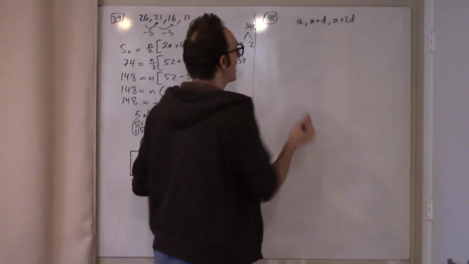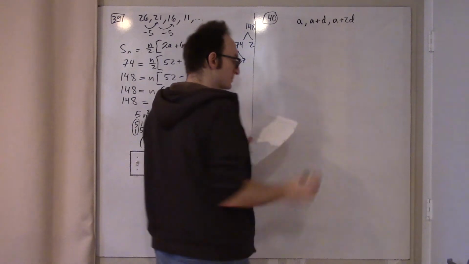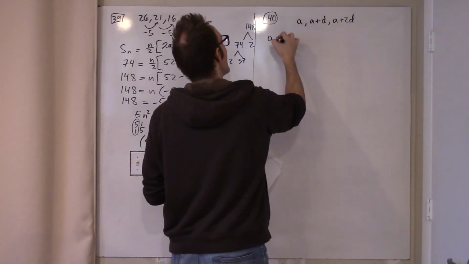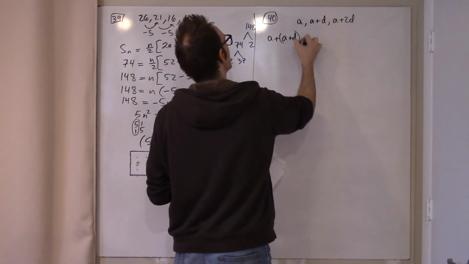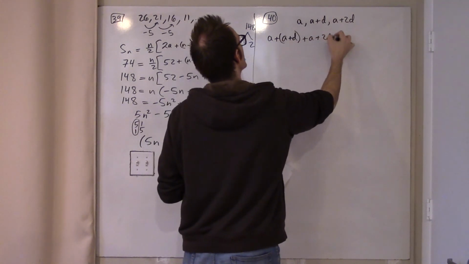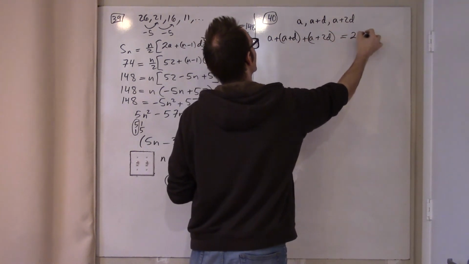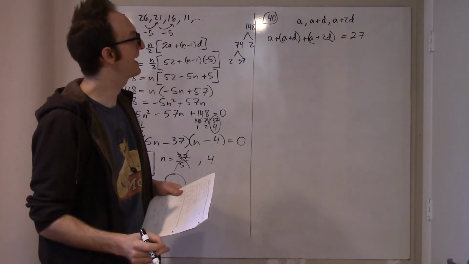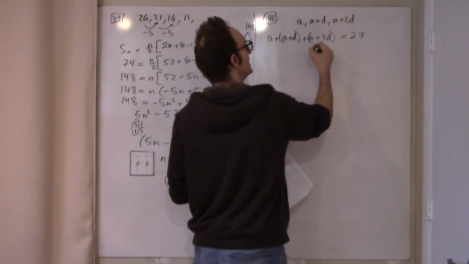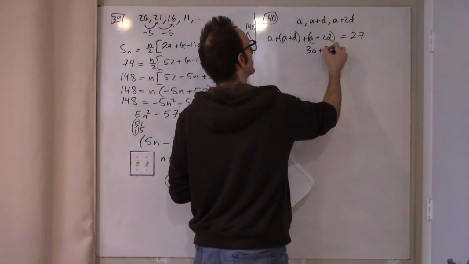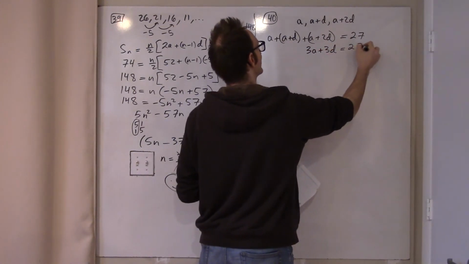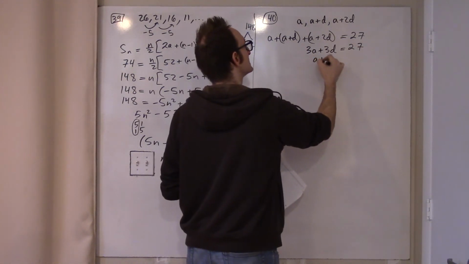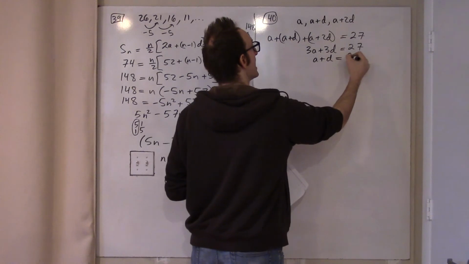Okay, well now I have an equation, right? Because what am I being told? I'm told that the sum of these three numbers is 27. So if you add A and A plus D and A plus 2D, then you're supposed to get 27. Well, that's a very valuable piece of information. And if you clean this up a little bit, you get 3A plus 3D is 27. I think I did that right, yeah. And dividing by 3, that tells me that A plus D is 9.